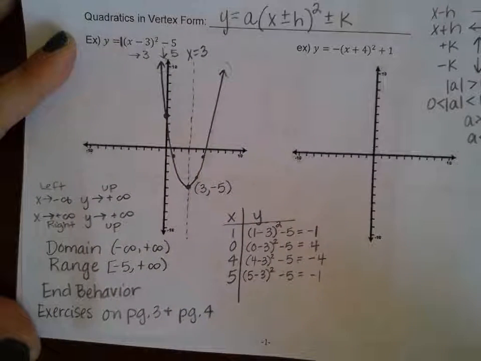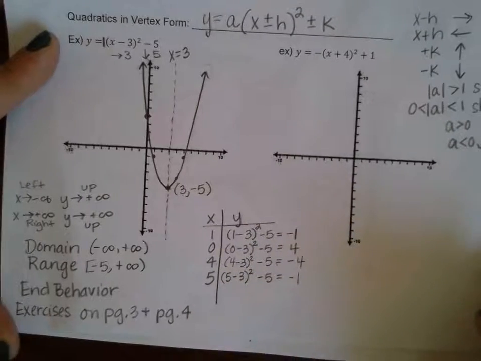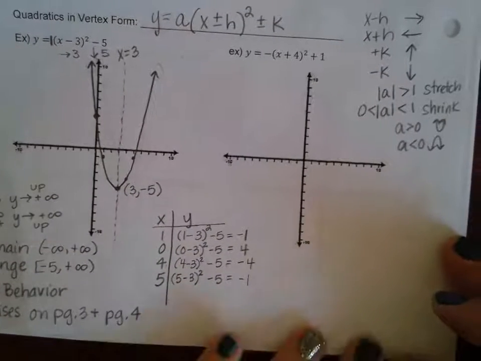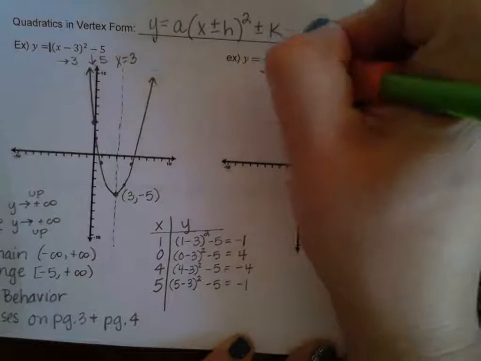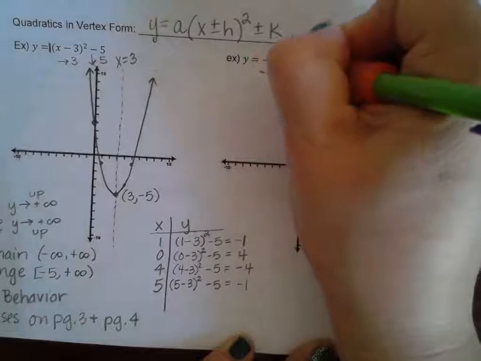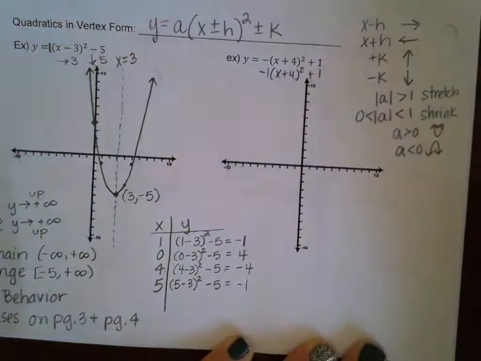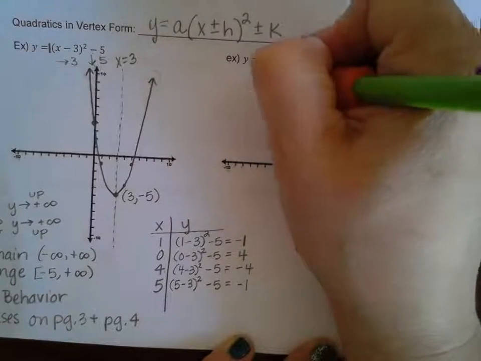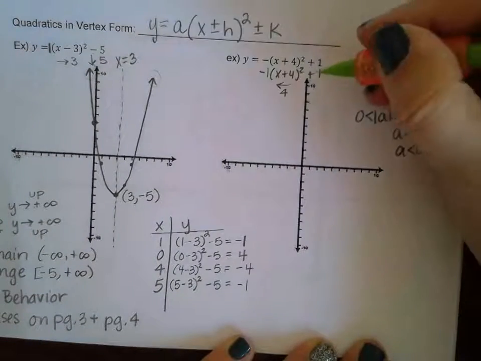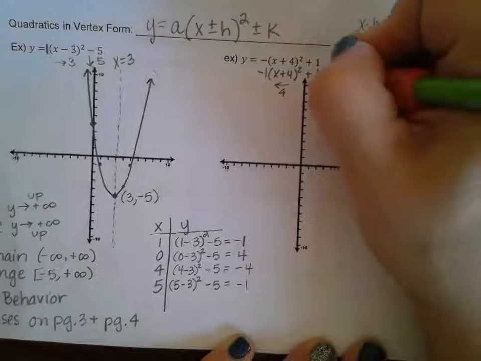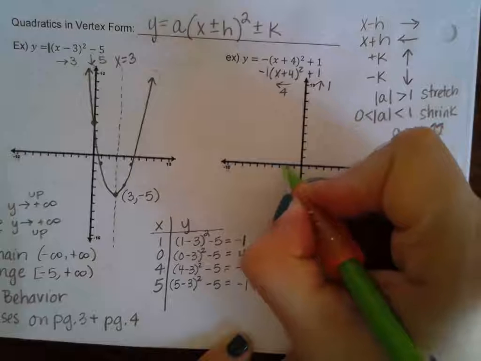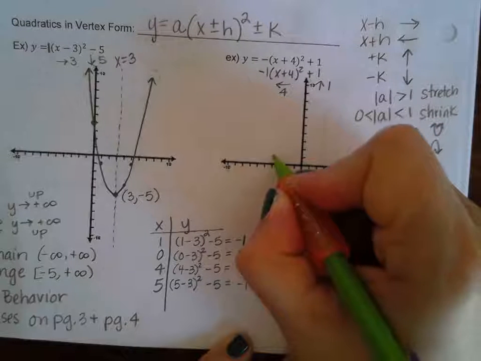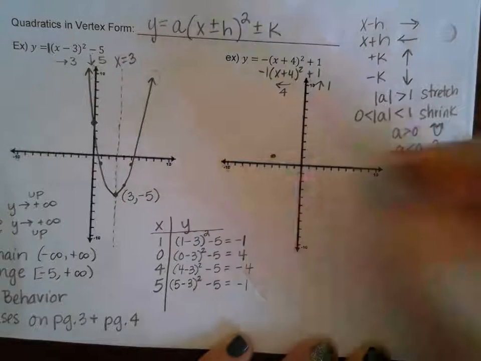So let's do the last example, and then you can try some on your own. Let's do this one together. So this is negative 1 times (x plus 4) quantity squared plus 1. So the plus 4 tells me I'm going to the left 4. The plus 1 tells me that I'm going up 1. So we're going to go to the left 4, 1, 2, 3, 4, and up 1 right here.